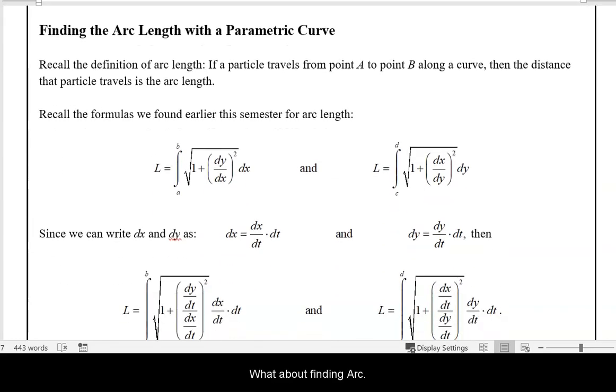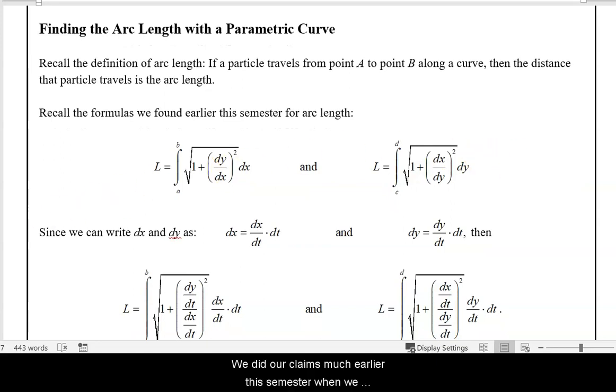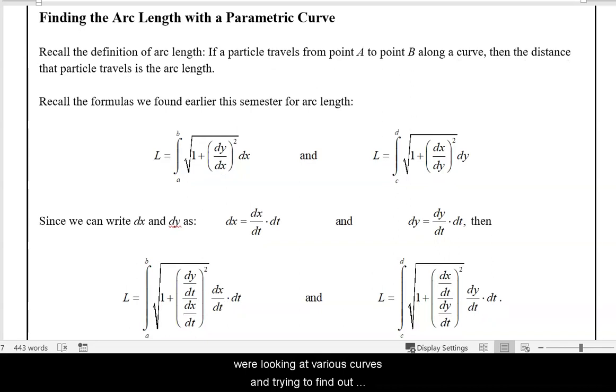What about finding arc length? We did arc length much earlier this semester when we were looking at various curves and trying to find out how long it was along a particular curve from one x value to another or from one y value to another. That's basically what arc length means. If you could straighten out the curve and put a ruler along it, how long is that section? These were the formulas that we found earlier this semester for computing arc length.